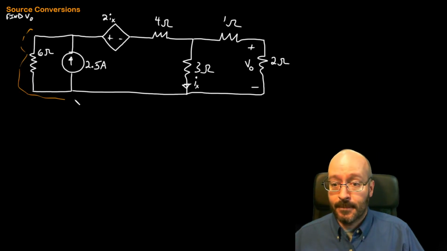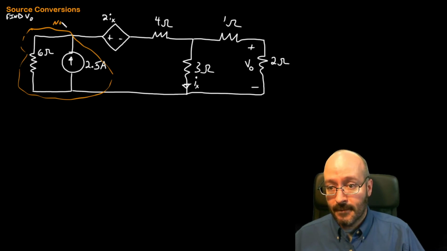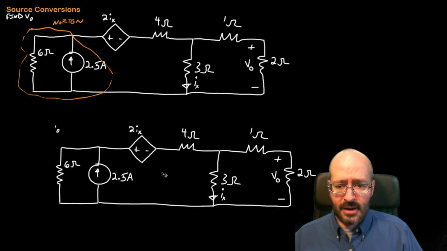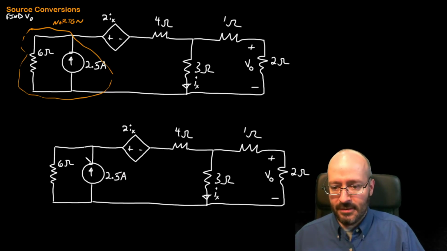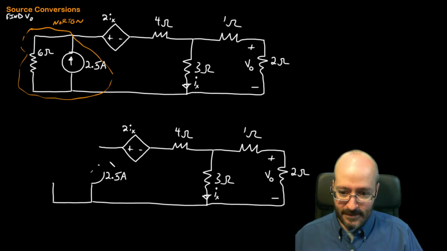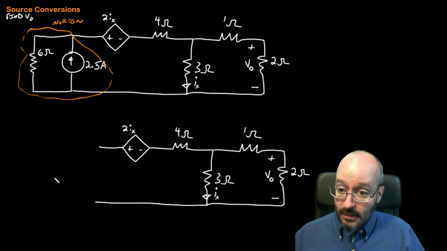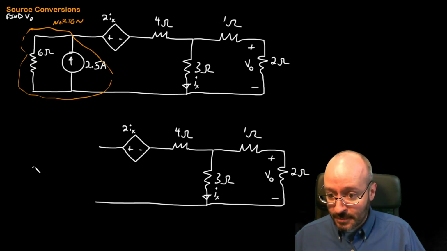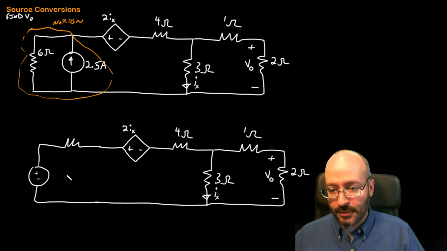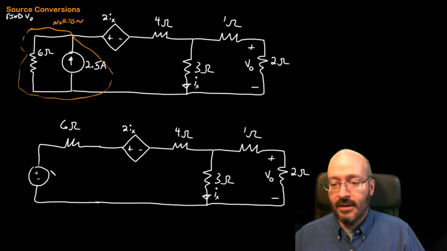There we go. So there's my Norton. And let's convert that to a Thevenin. Okay, so I already have a pre-made copy of the circuit here. And we're going to take all of this stuff and replace it with the Thevenin equivalent. Okay, so let's see, we've got a voltage supply and a series resistance. The resistance is easy, right? That 6 ohms moves up and it's now in series.